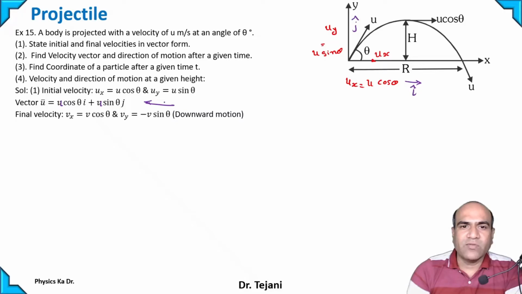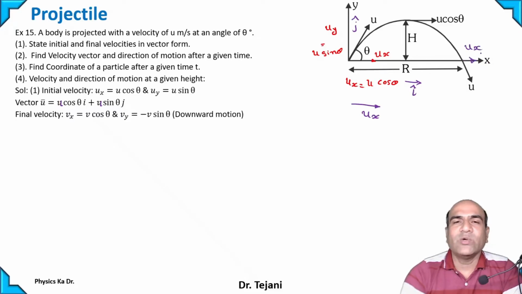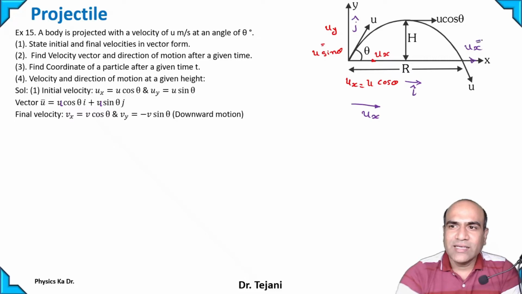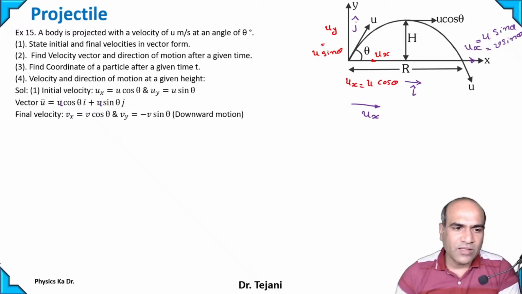Now we are talking about the final form of vector. See, initially, when the body moves in the horizontal direction, ux is not having any acceleration. So ux is constant. It is not changing. It is having constant velocity. So at the time of initial or final position, ux remains ux. So you can write ux is equal to u cos theta, or you can write it as v cos theta. U is initial velocity, v is final velocity.